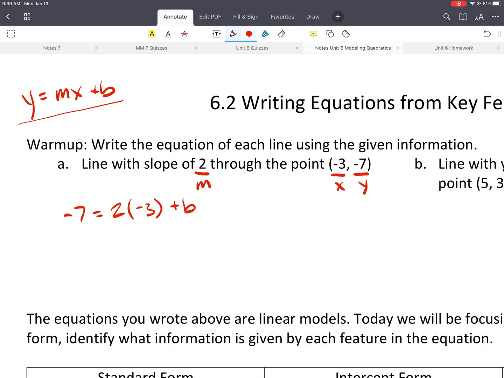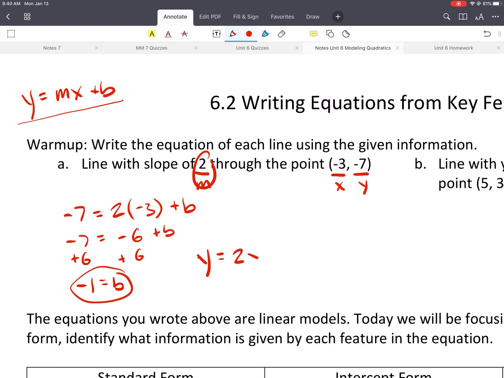So here, if we did that, we'd get -7 equals -6 plus b, and then we need to add 6 to both sides. That gives us -1 is equal to b. So now we know that m is 2 and b is -1, so we'll get y equals mx plus b, and that would be our equation.